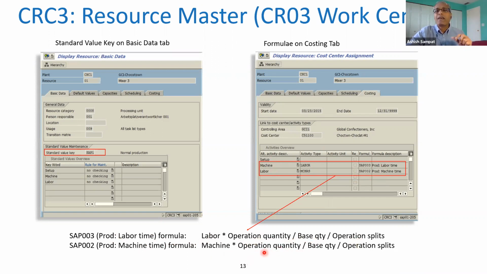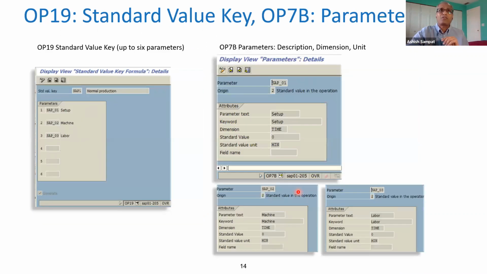But the question is, where is this formula defined? And we as costing professionals may not have thought much about, can I change this formula, or can I add another activity type here, or can I add another parameter here? How do I do that? And those questions are genuine, and if you have explored them in the past, it's kind of between costing and production planning. So let's look at those.